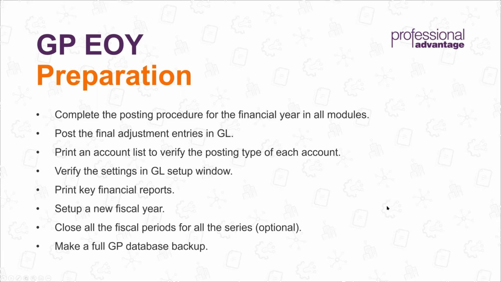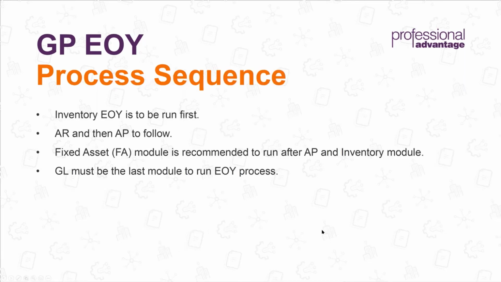So when I mention backup in preparation, or as part of the year-end process later on, module by module, there are things we need to understand about the year-end process in GP. There is the right sequence we need to follow when we say year-end close, or end of the year process in GP, to get the correct year-end results. So for all the modules in GP, the first module that needs to be closed, or run the year-end process for, is the inventory module.